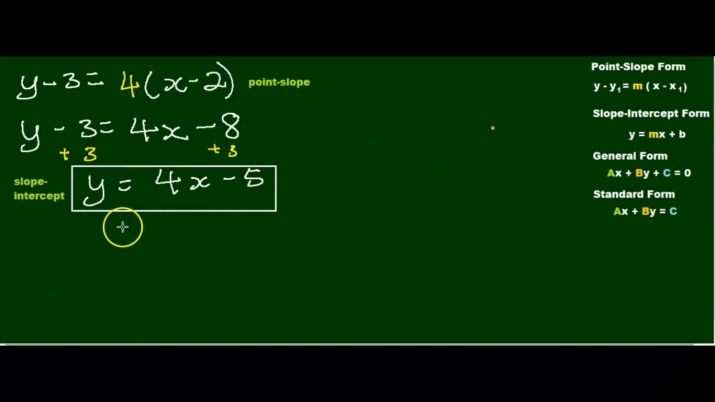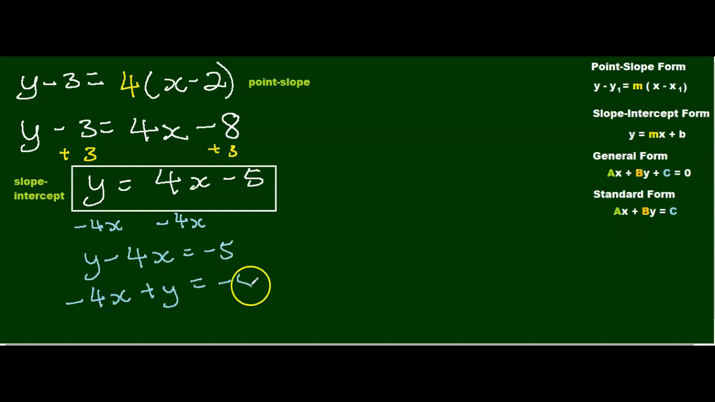If we were to convert our slope-intercept form to general form, we have to bring all our terms to the left-hand side. So I'm going to subtract 4x on both sides, and I'll get y minus 4x equals negative 5. If I rearrange my terms, I get negative 4x plus y equals negative 5. I have to make sure that my a in the ax is positive, so I'm going to change all my signs throughout. So I'm left with 4x minus y equals 5. This is my standard form.